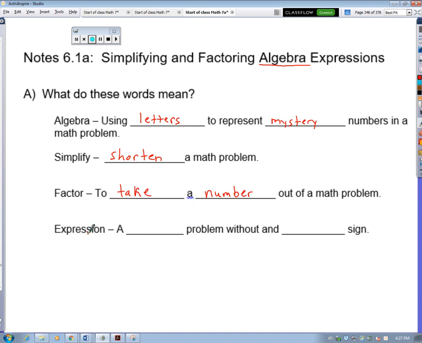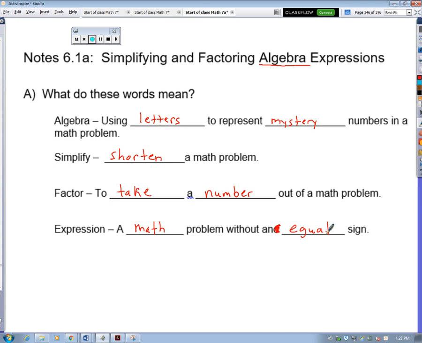The last thing we have is an algebra expression. An algebra expression, a math expression, is just a math problem that does not have an equal sign. As I've explained before, I am not a language arts teacher. A math problem without an equal sign, that's all an expression is. Let's dive into this, guys. Let's start simplifying some algebra expressions.